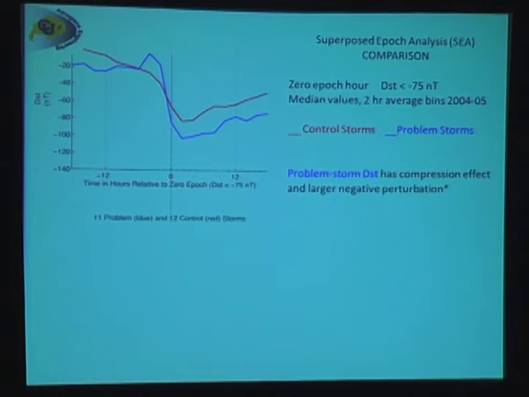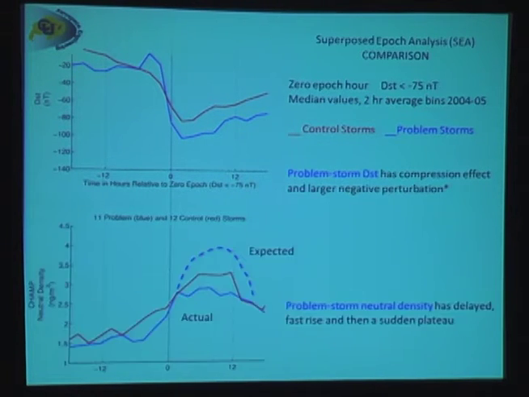So let's take a look at a group of storms that Space Command gave me. The blue are the problem storms, indicating they didn't behave quite as expected. And the red are the control storms, equal numbers of storms, interspersed, that essentially were well forecast. You notice that the problem storms have two things. They have that very strong pulse at the beginning, and they tend to be stronger. So what do we expect with a stronger storm? We expect more neutral density upheaval.